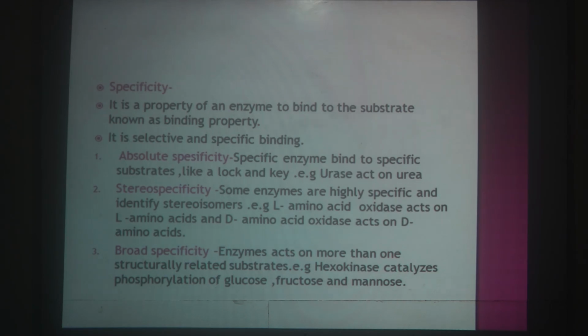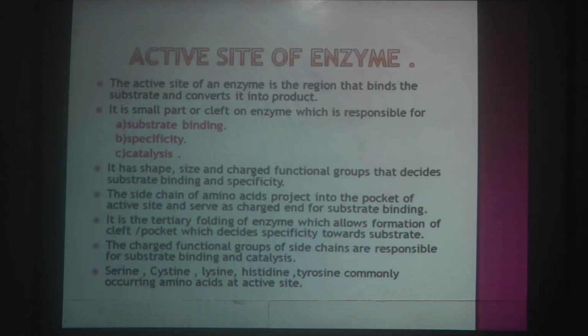This is the specificity, three types. Absolute specificity: a specific enzyme binds to only a specific substrate. Stereospecificity: they can even identify the stereoisomers, that is the L or D form. Broad specificity: the enzyme can act on structurally related substrates. These are the properties of enzymes.